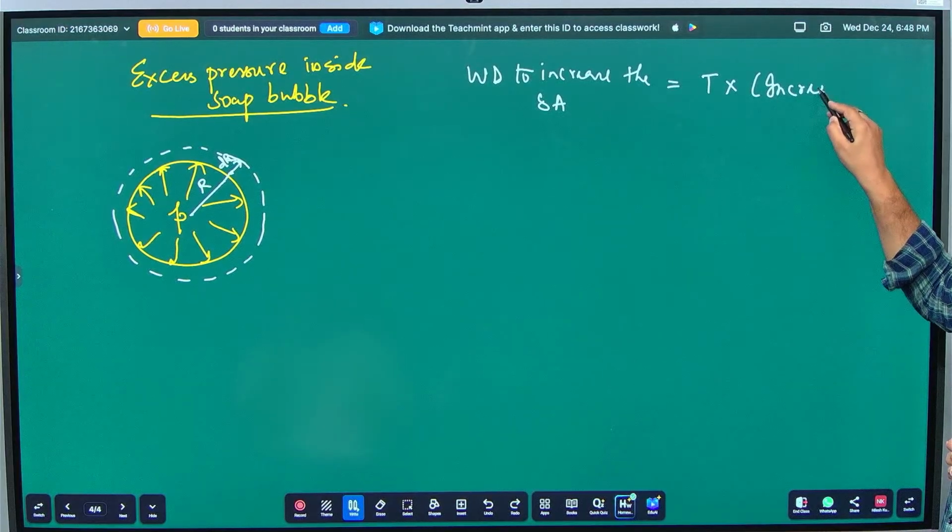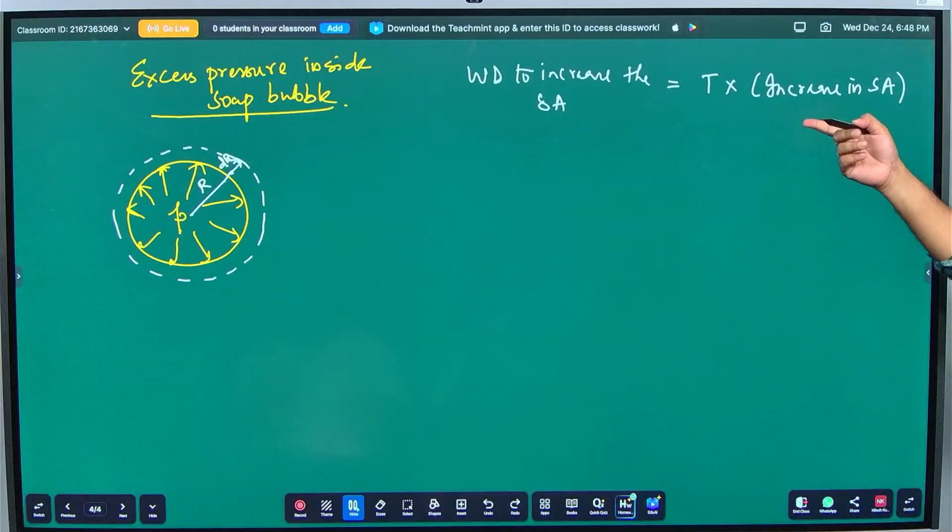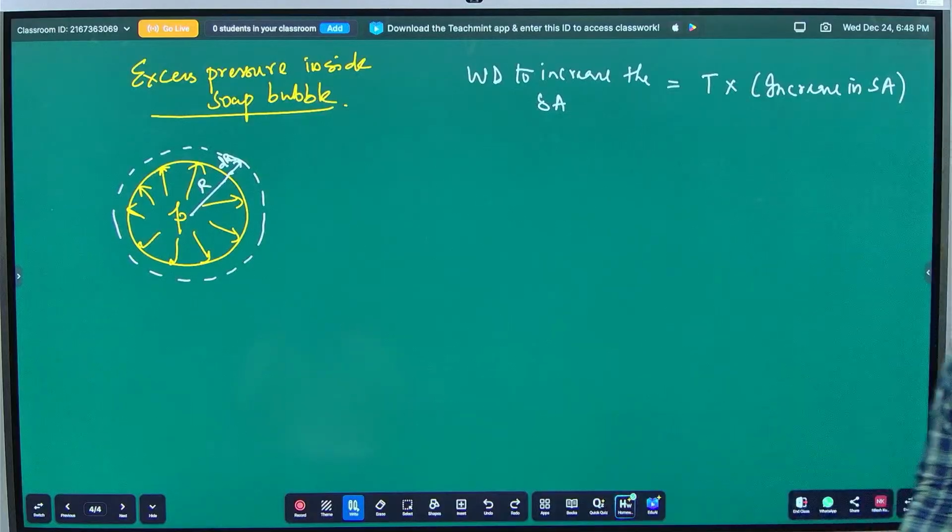Do you understand? I hope you are understanding what I am trying to say, because that is the formula of surface tension, no? How I am writing this, are you understanding or not? From the previous concept. Are you there in the class, Jagdish? If there is a problem, ask me.